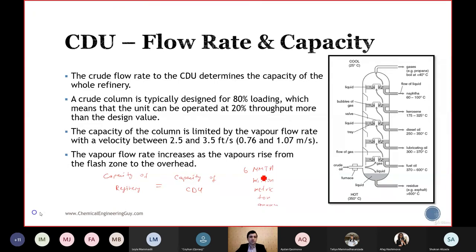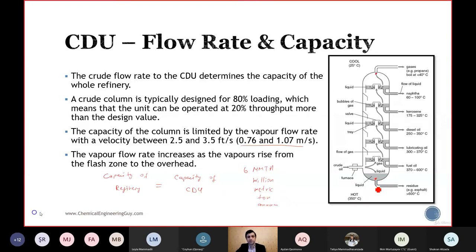And the crude column is typically designed for 80% loading, which means that we have a 20% gap. The capacity of the column is limited by the vapor flow rate with a velocity of between 0.8 and 1 meter per second, which means that we have vapor here, and until here, it will be around 1 meter per second. For instance, if you need a residence time of 1 minute, your column height will be 60 meters.